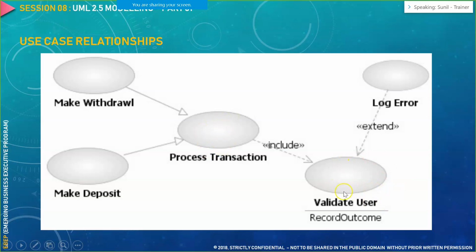Process transaction has a relationship with validate user. Validate user has a relationship with the log error use case. So these are essentially the actions that you perform. Always use verbs to describe your use cases, like make withdrawal, make deposit, process transaction, validate user, log error. These are nothing but action words. Always use action words when you are writing a use case.